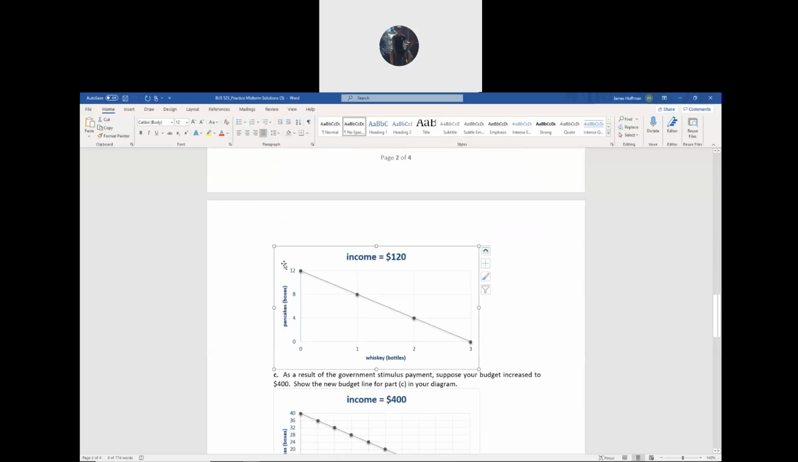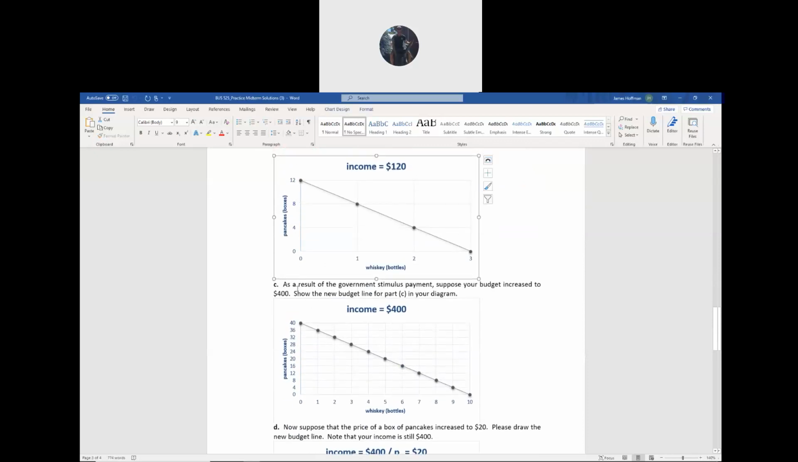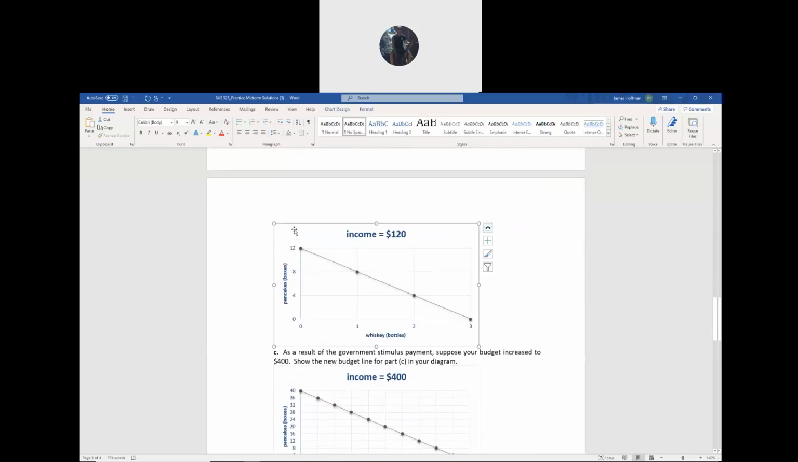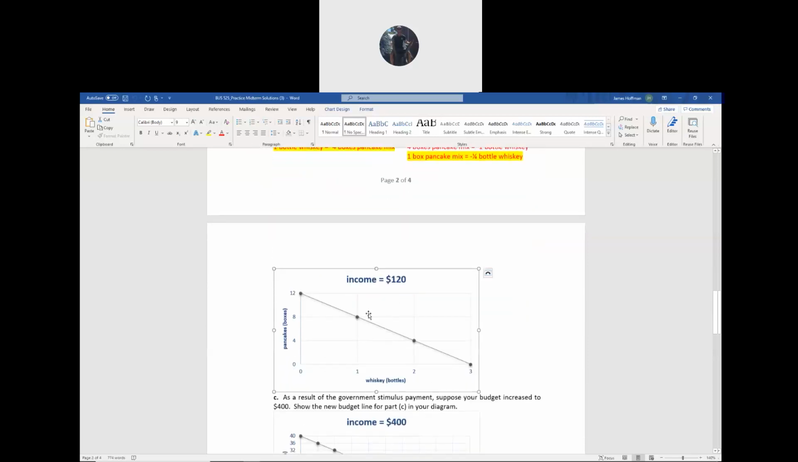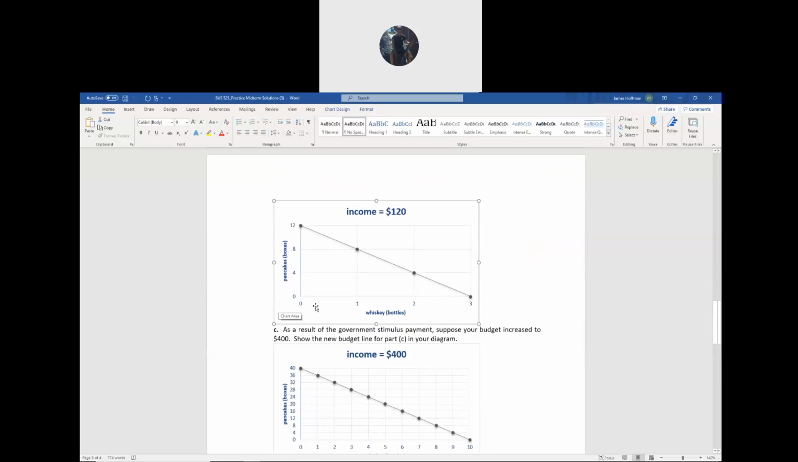All right, and then here's our budget line, where this is buying pancake mix, this is buying whiskey, and these are the combinations. So essentially I just plotted these points, 3 and 0, 2 and 4, 1 and 8, 0 and 12, and that's our initial budget line here, like that.